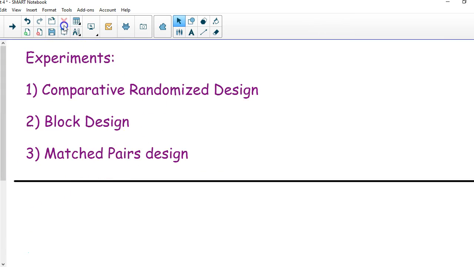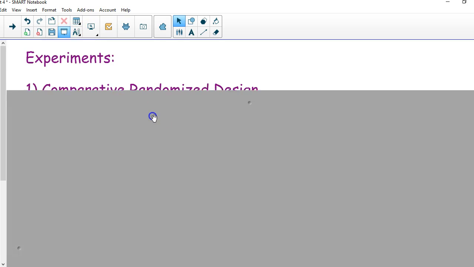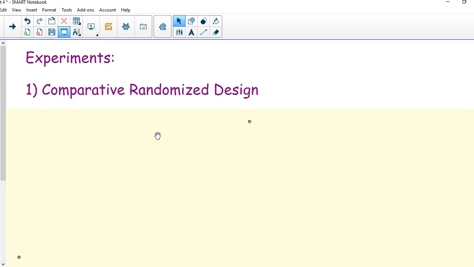Experiments. A comparative randomized design. We talked about that in class today. Excuse me, I do have a little cold and my allergies are bugging me.